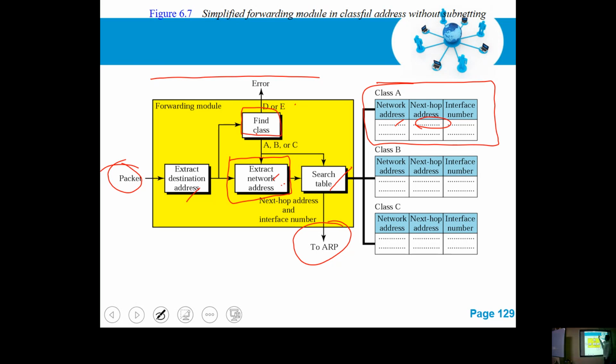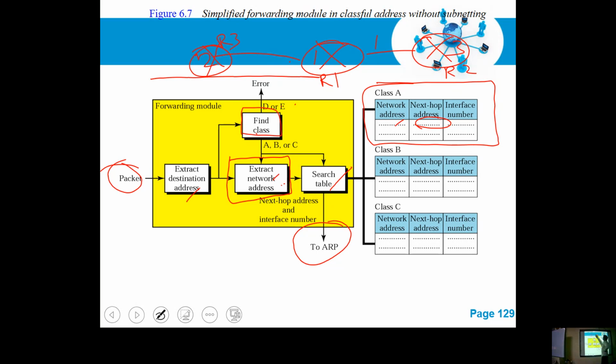Next hop means, if this is a router and this is another router, this is R2, this is R1, this is R3. So if I consider from this particular router, I am going to see here what the next hop is, whether it is R2 or R3. From R1, when I see that I have to go to a particular network, whether the next hop address is the R2 address or the R3 address, that I am going to have here.